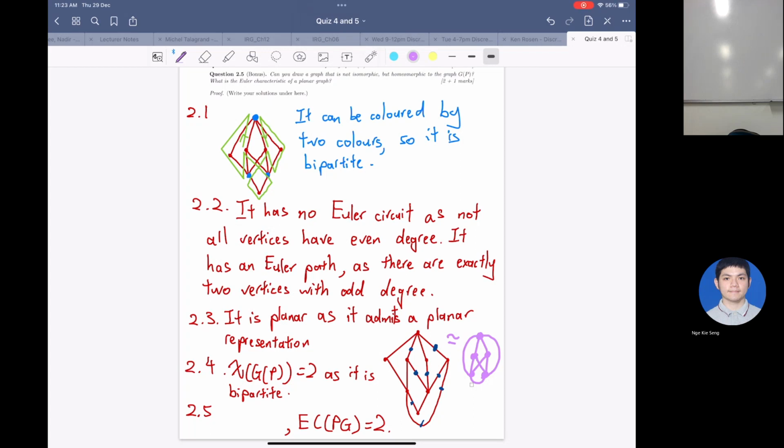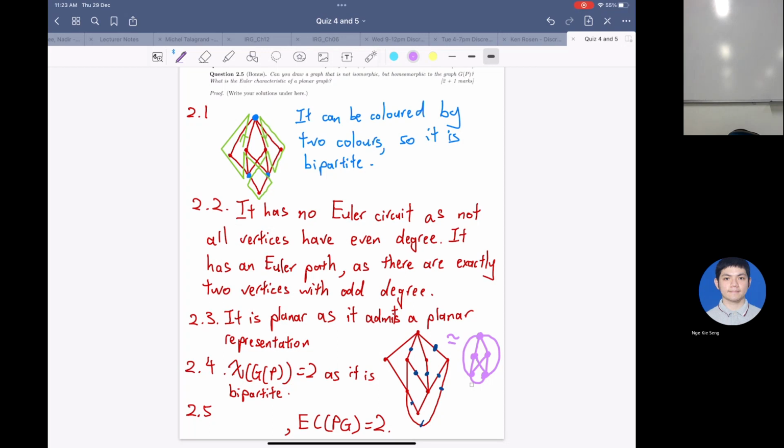And then, what's the Euler characteristic of the planar graph? This one you cannot find in the textbook. You can only find it in my lecture notes. I talk about this in the last part of the planar graph, the Euler formula. The Euler characteristic is 2 as well. It's the 2 that appears inside the Euler formula: R equals E minus V plus 2.